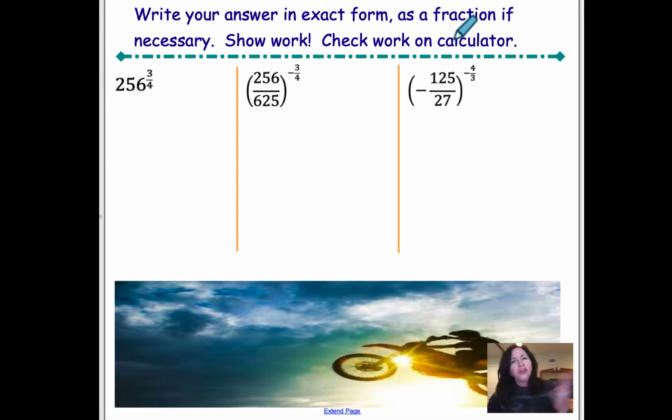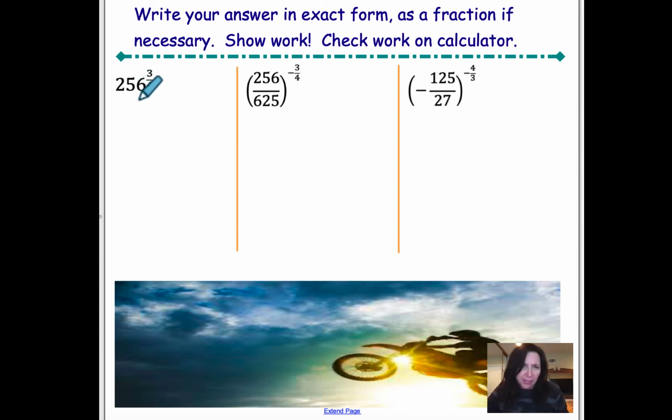Show your work. You can always check your work on a calculator and plug the values in. If you were doing that, it depends on which calculator you have. If I have the TI-84, I'm going to go 256 to the, like that, then parenthesis, and then 3 divided by 4. If you have the TI-Nspire, you just type that in like that. But again, you're going to have to show your work.